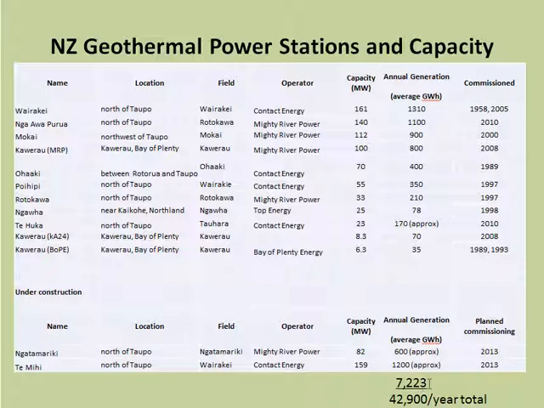And so we produce 7,223 gigawatt-hours through geothermal power generation out of the 42,900 gigawatt-hours we use per year. So we've got a long way to go, but this will definitely be an increasing part of our power supply.